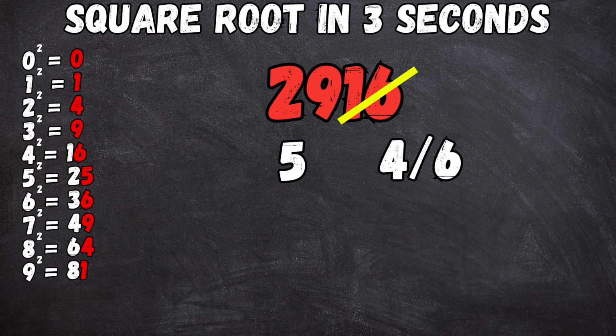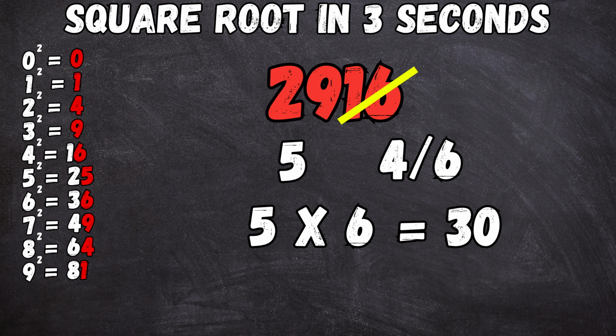Now multiply 5 times 6 equals 30. Compare that with 29. Since 29 is less than 30, we take the smaller option. So the answer is 54.